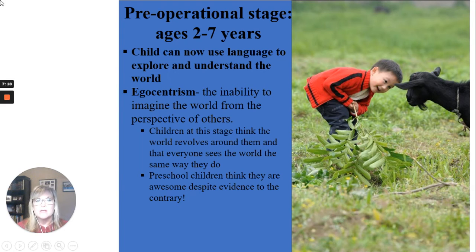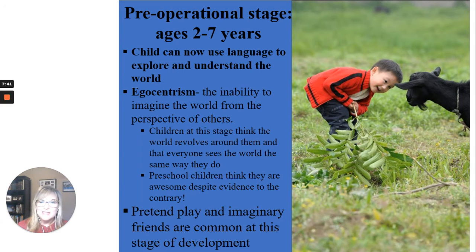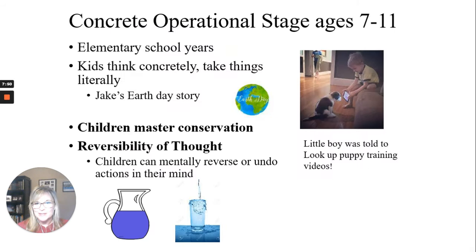And it's very short. Another thing is that kids think the world revolves around them at this stage, and it kind of does if they're lucky. Preschool kids think that they are awesome, even if they've had some pretty good evidence that that's not true. Maybe their friends don't like them or things have happened at school. They still think they're pretty cool, which is kind of, I wish we could all go back to that stage some days. So kids at this stage are really into pretend play and imaginary friends. They're just learning and trying out the world basically and having a good time.